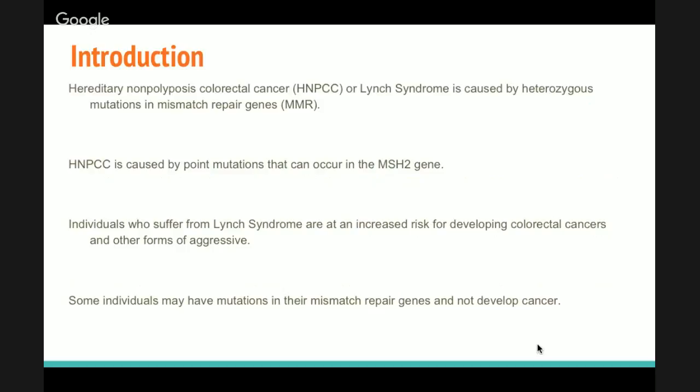The cause of it is point mutations. Individuals who suffer from Lynch syndrome or HNPCC are at a higher risk of developing colorectal cancers or other aggressive forms of cancers. Those particular cancers include uterine cancer, ovarian cancer, liver cancer, and kidney cancer. Some individuals may have mutations to their mismatch repair genes and may not develop cancer. In those particular individuals, we would call those mutations silent mutations.